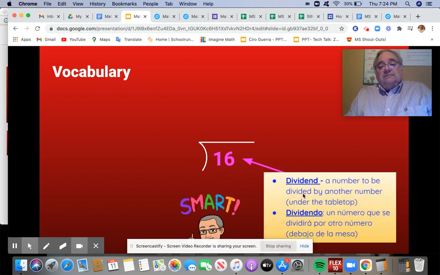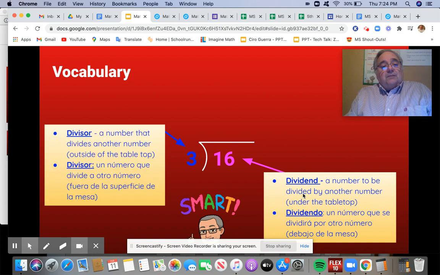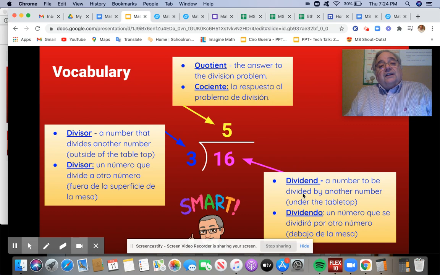We have dividend. It's the number to be divided by another number under the tabletop. The divisor is the number that divides another number outside the tabletop. And my favorite, of course, is always the answer. That is the quotient. I'll give you about 3 more seconds to look at it, and then we're going to go on to the next slide.